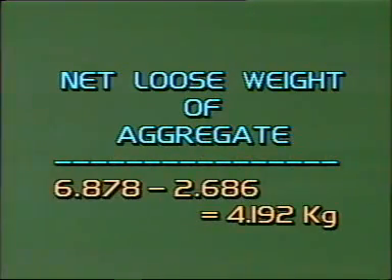The net loose weight of the aggregate can be determined by subtracting the empty weight of metal measure from the combined weight of metal measure and aggregate, which comes out to be 6.878 minus 2.686, which is equal to 4.192 kilograms.